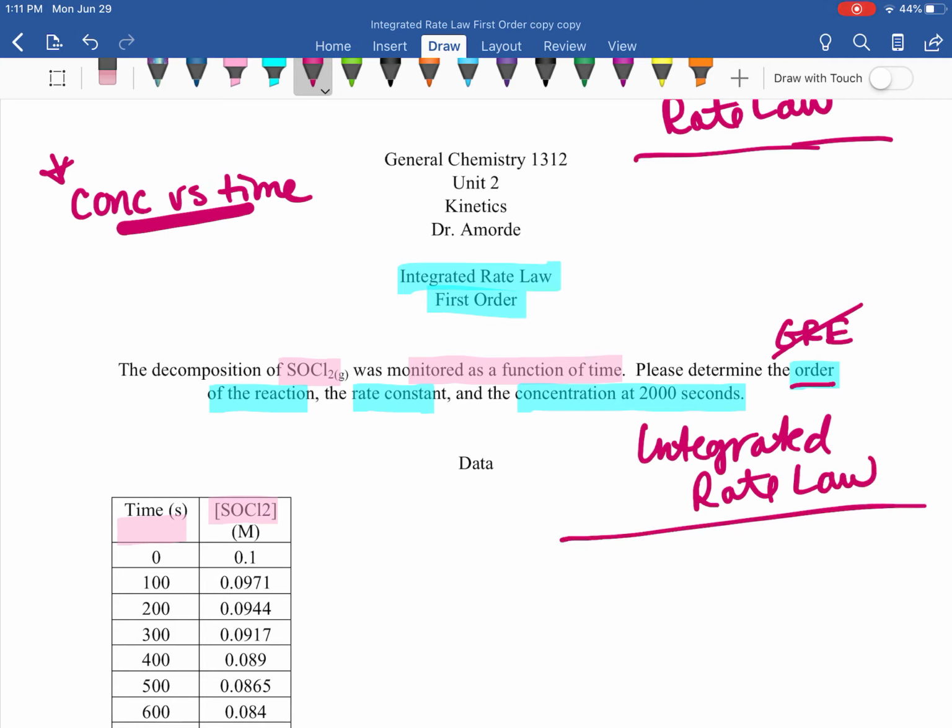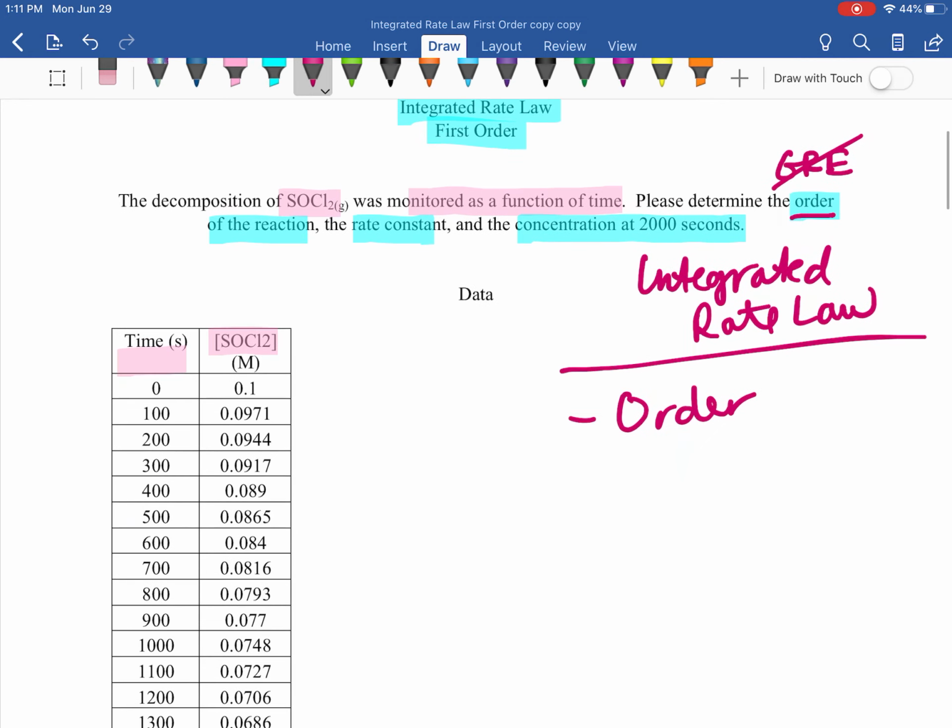So the trick with the integrated rate law we saw in our first video is that it actually depends on order, because you have a different series of equations depending on the order. So if it's zero order, you have one set, first order is another set, and finally second order is another set. So the first thing you always have to do in these problems is determine the order.